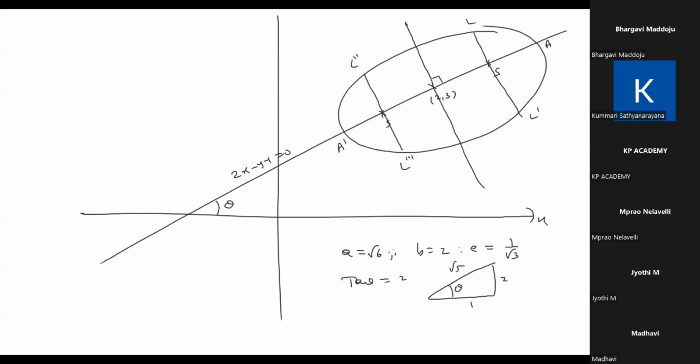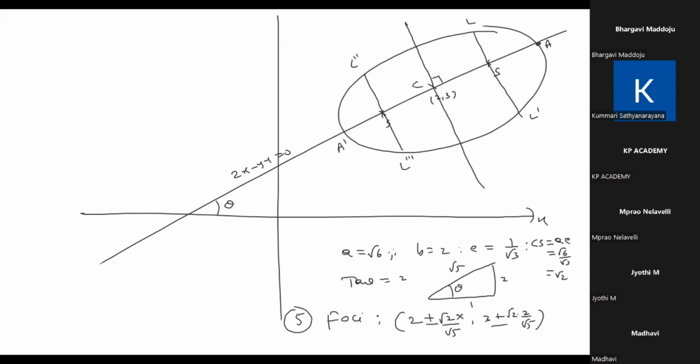Now suppose you want the foci, that is the fifth part. So for the foci you can write: 2 plus r cos theta, where r is CS. CS is AE, and AE is root 6 times 1 by root 3, which is root 2. So r is root 2. Cos theta is 1 by root 5, and 3 plus r sin theta, where r is root 2 and sin theta is 2 by root 5. So this is one focus, the positive side. Now the negative side with minus, like this. So S dash we can find, then all this we can find.